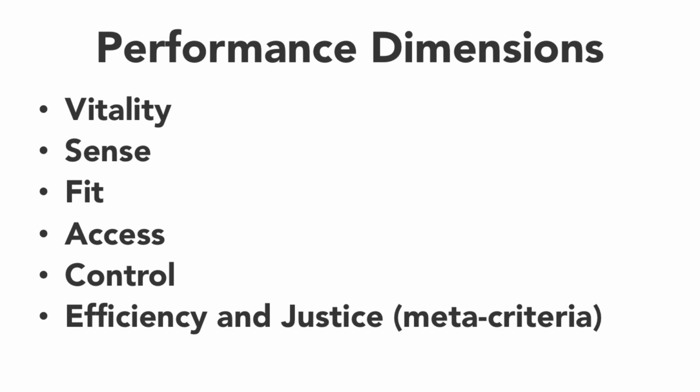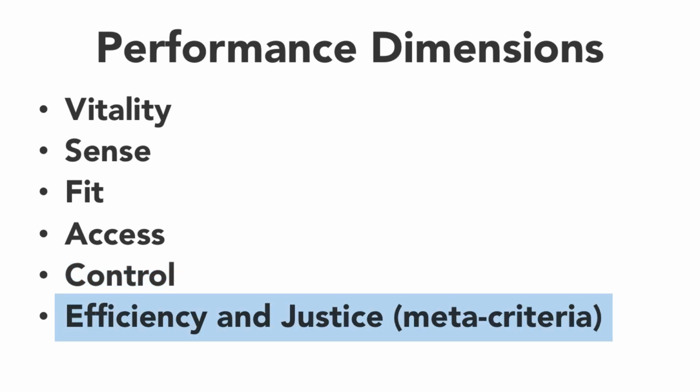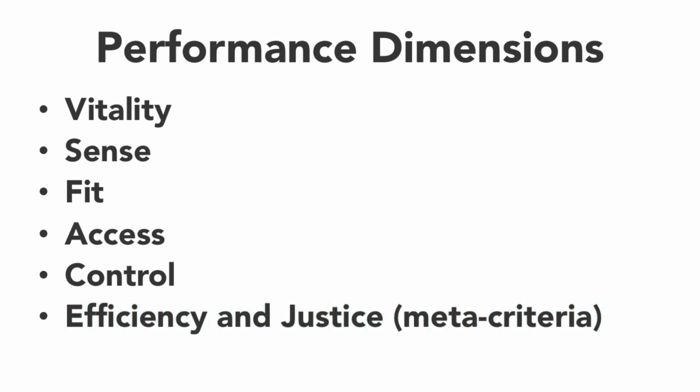The performance dimensions are identified as vitality, sense, fit, access, and control, where efficiency and justice are the meta-criteria that operate on all five dimensions. So let's get into the details of Lynch's urban design theory. I'll be showing quotes from his book every now and then.